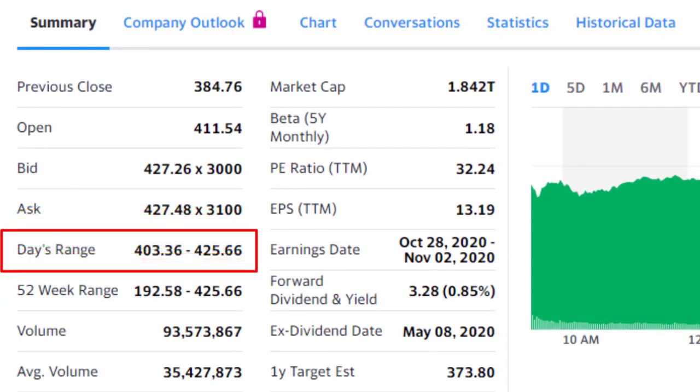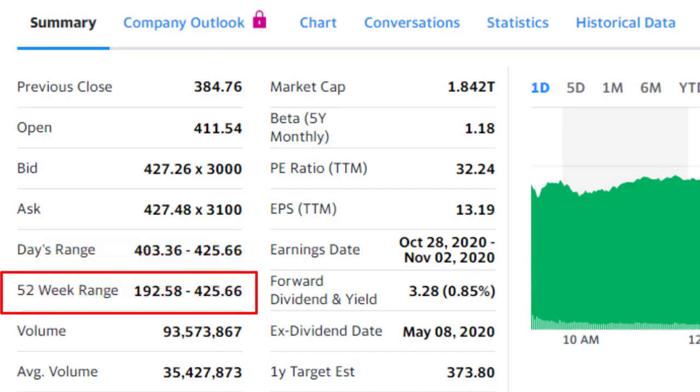Next is the day's range. This is the price per share that the stock has traded at throughout the current trading day. The lowest Apple traded at on this day was $403.36. The highest Apple traded at on this day was $425.66. Below that, we have the 52-week range.